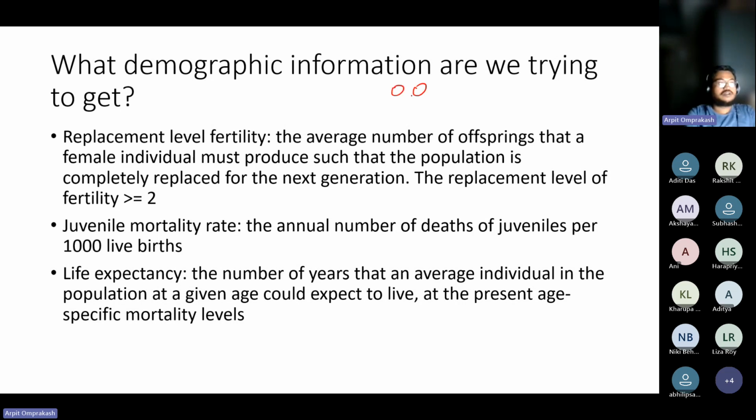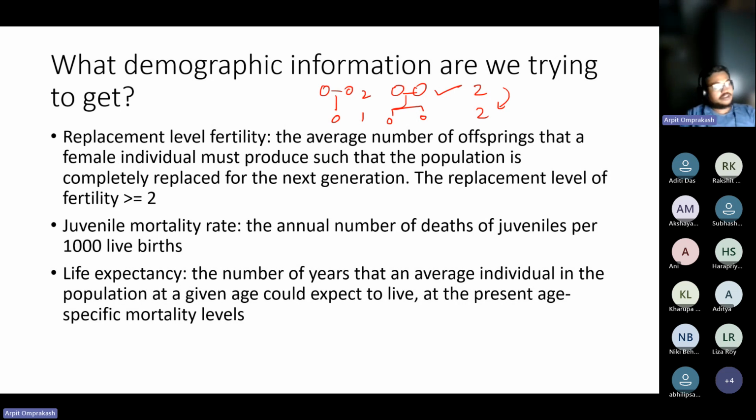So let's say you have two individuals, male and female, and they are basically having two children. So there are two people in this generation and two people in the next generation. So the population is getting replaced. So basically the replacement level fertility should be greater than or equal to 2 so that we know that the population is expanding. If it's less than 2, that means the population is in decline. So let's say there are two individuals in the parent generation, but here only one. So the population is declining, right?